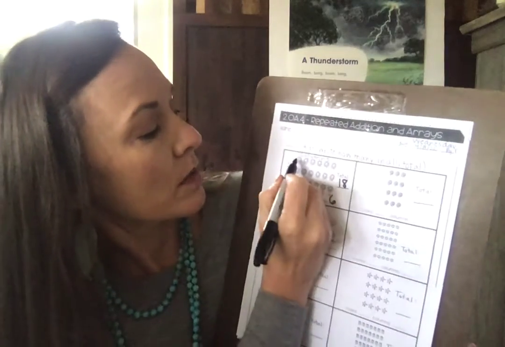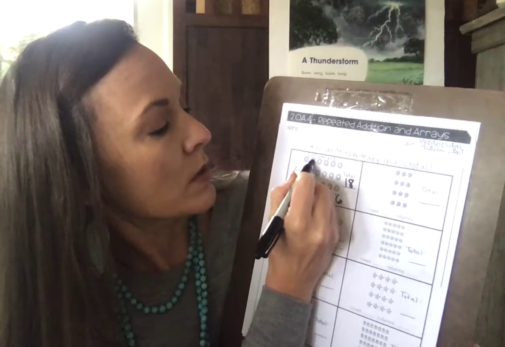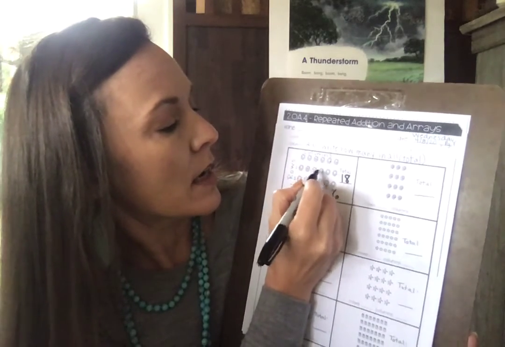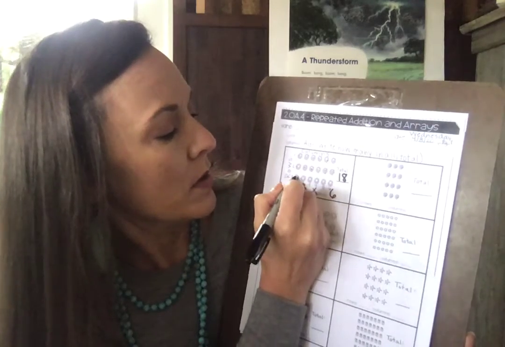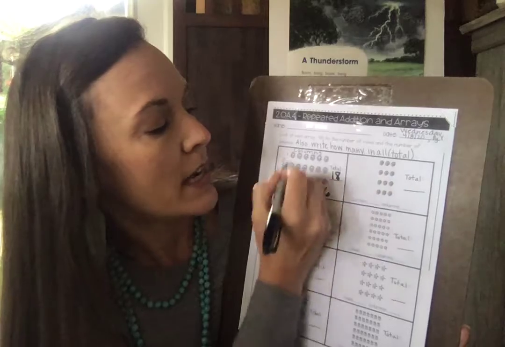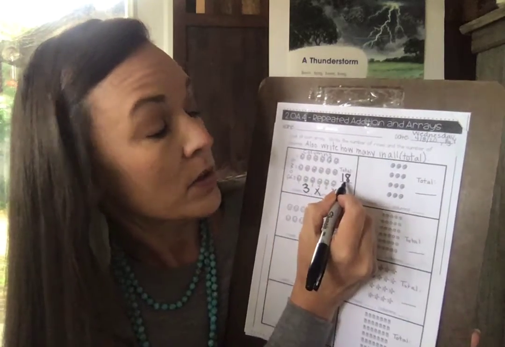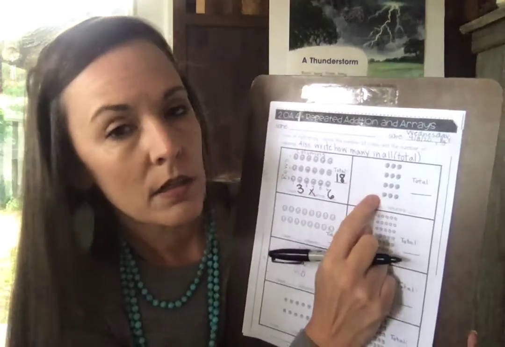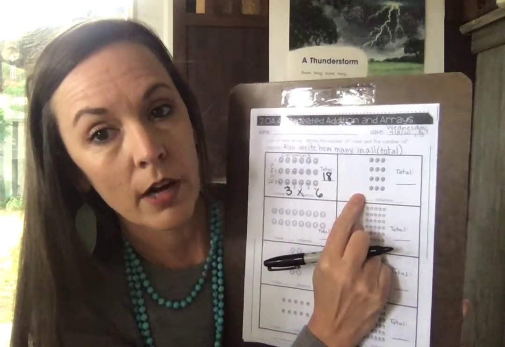Let's double check ourselves. 1, 2, 3, 4, 5, 6, 7, 8, 9, 10, 11, 12, 13, 14, 15, 16, 17, 18. Since there are 18 in all, I know that the total, or the product, is 18. Let's try the second one, right here to the right.